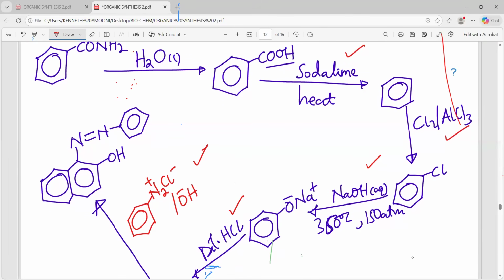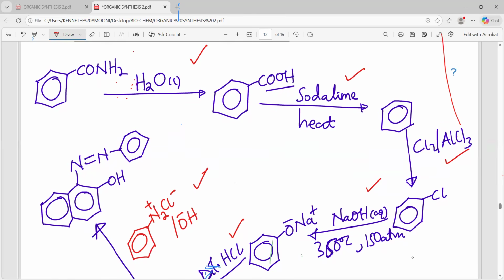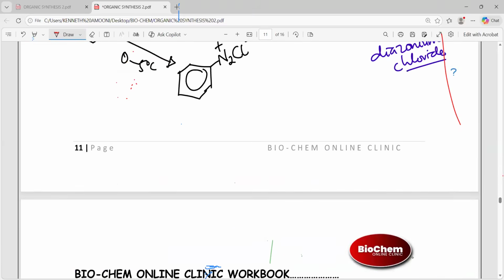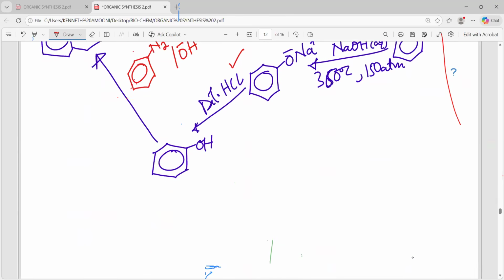So that reaction is done. That synthesis is done. So we can look at number... We are done with number... That was number 9. We can look at number 10.